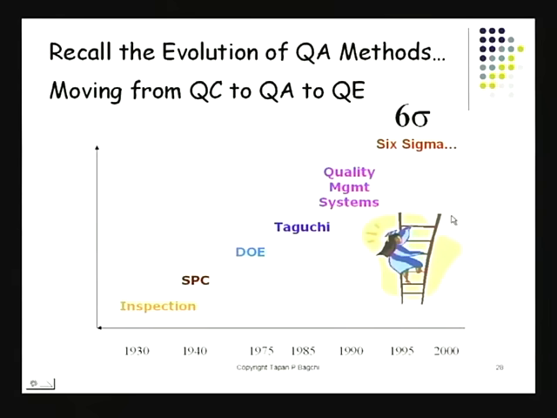So again, that picture is there. As you can see, we moved from quality control, which was with inspection. We went to quality assurance, which was with SPC and DOE. We moved to quality engineering, which was with Taguchi. And now we have moved up to Six Sigma, which is like the ultimate, the frontier of the quality movement today.